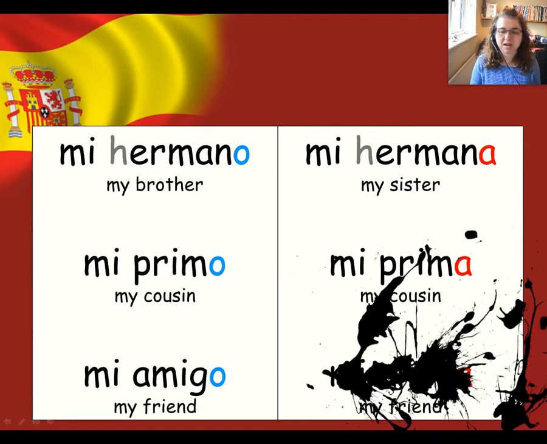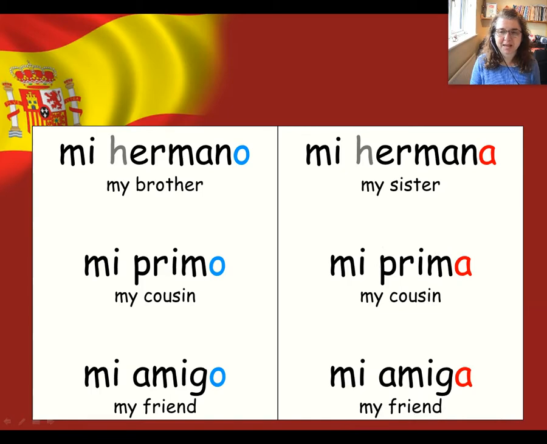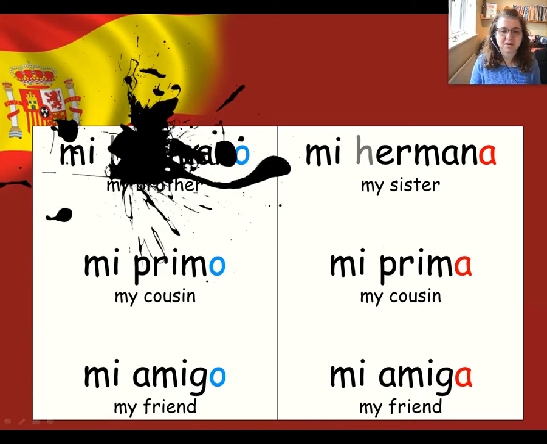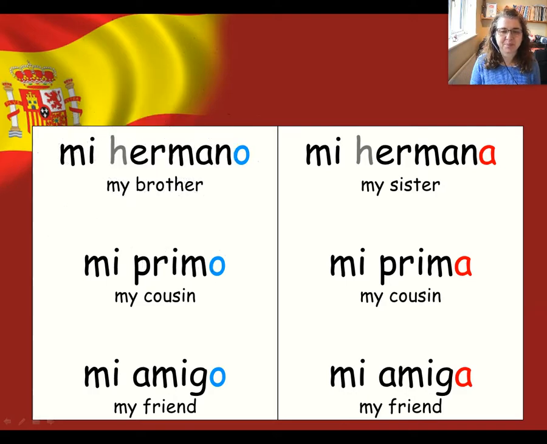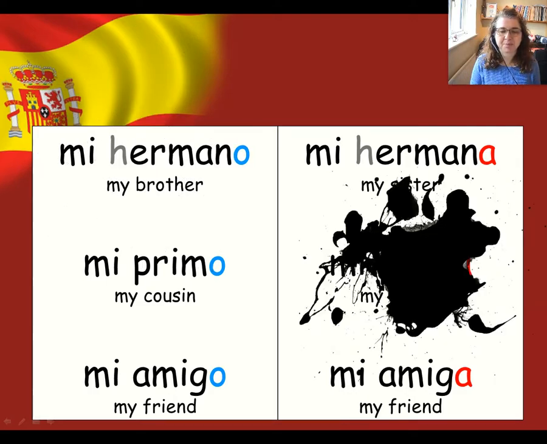Oh dear, what's the ink covering up now? It's the word for a friend who's a girl, isn't it? How do we say that? Mi amiga. Oh dear, this time the ink blot's covering up the word for my brother. How do we say my brother? Mi hermano. Oh dear, how do we say my cousin when your cousin is a girl?